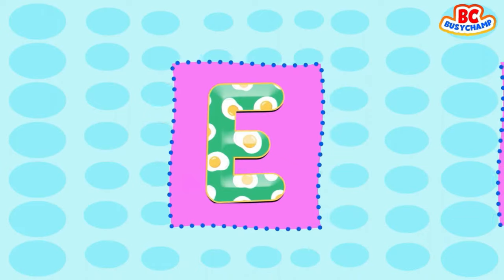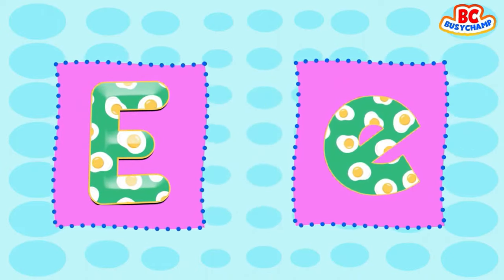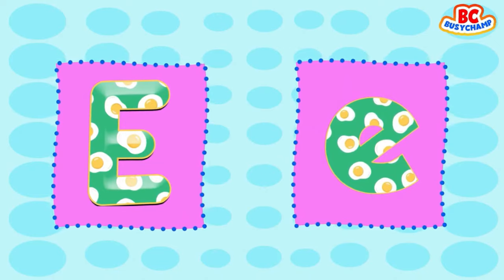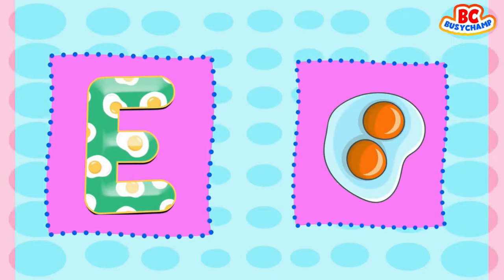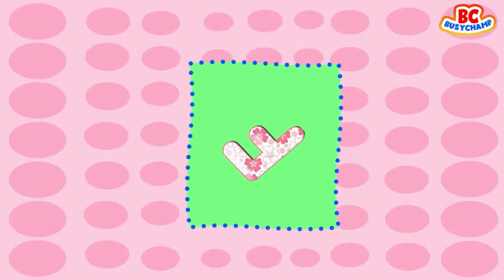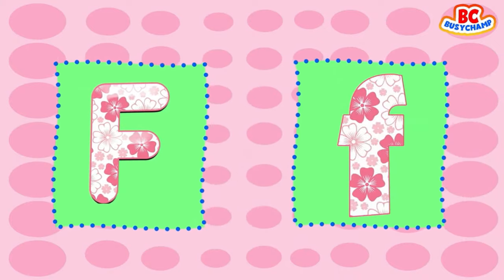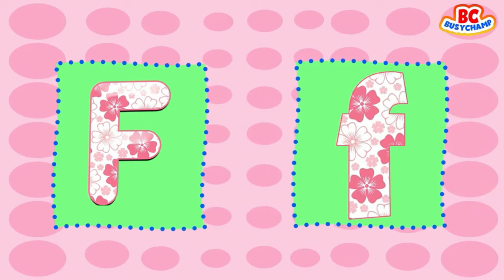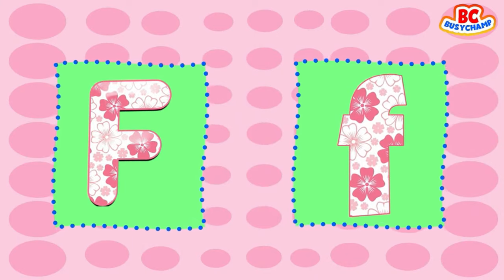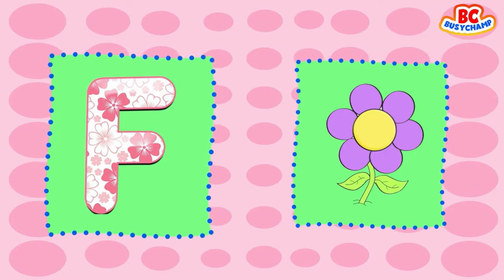E. The sound of the letter E is E. E for egg. F. The sound of the letter F is f. F for flower.